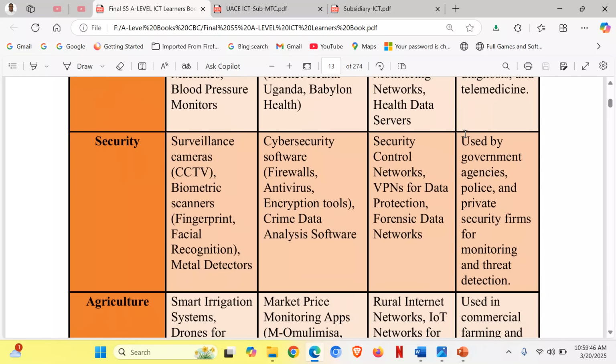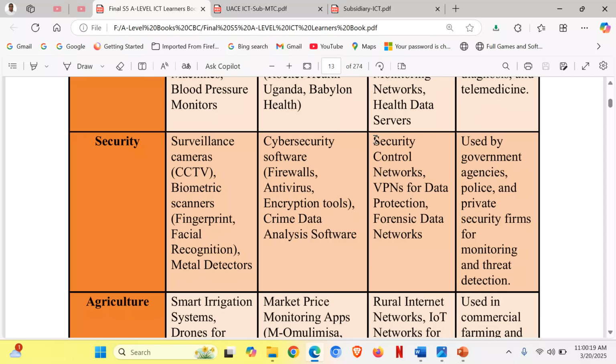How about security? In security, we have hardware ICT tools like surveillance cameras, the ones we call CCTV. We have biometric scanners. Those include fingerprint, facial recognition scanners. We also have metal detectors. How about software ICT tools? We have cyber security softwares. These include firewalls, antivirus, encryption tools. Then we also have crime data analysis softwares.